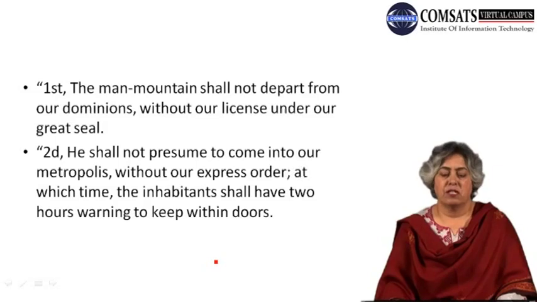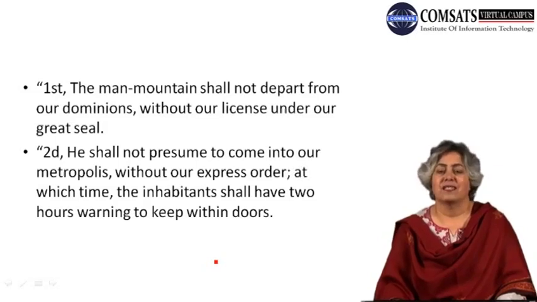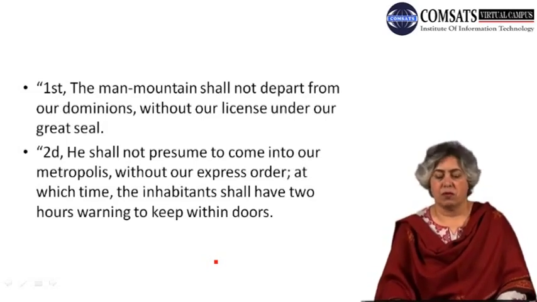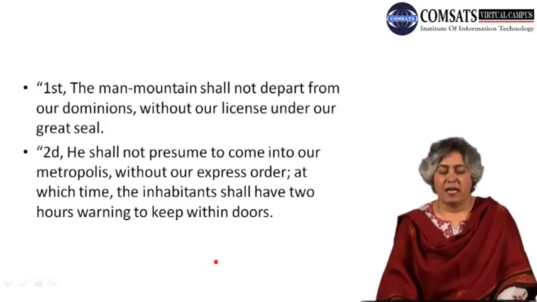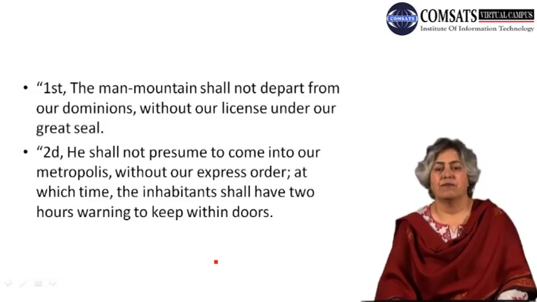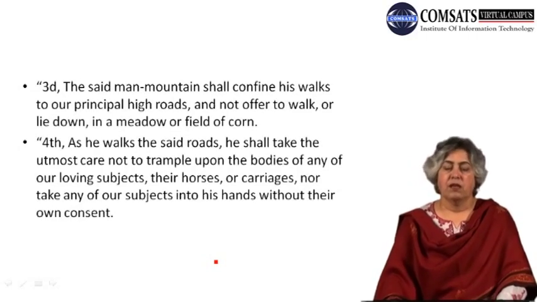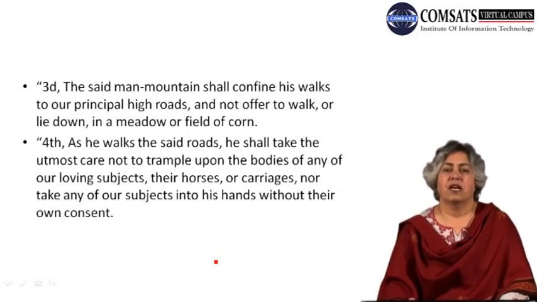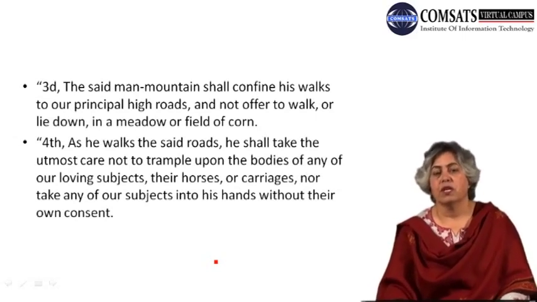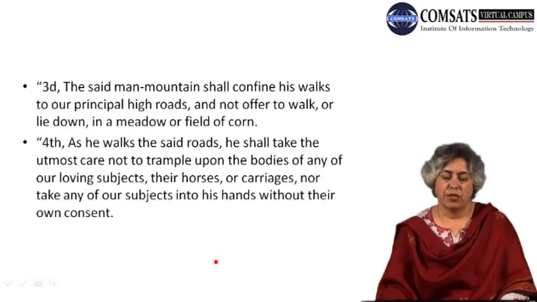First, the man mountain shall not depart from our dominions without our license under our great seal. So, in other words, he will not go without permission from the emperor. He shall not presume to come into our metropolis without our express order, at which time the inhabitants shall have 2 hours warning to keep within the doors. And that's because he could just walk over these inhabitants and he wouldn't know what he was doing. So he's not allowed to come into the metropolis without warning and prior permission.